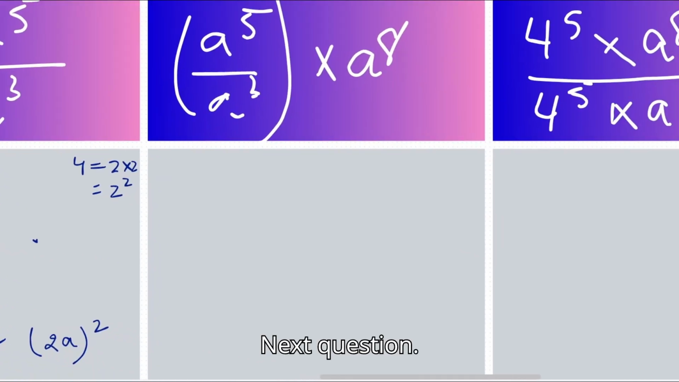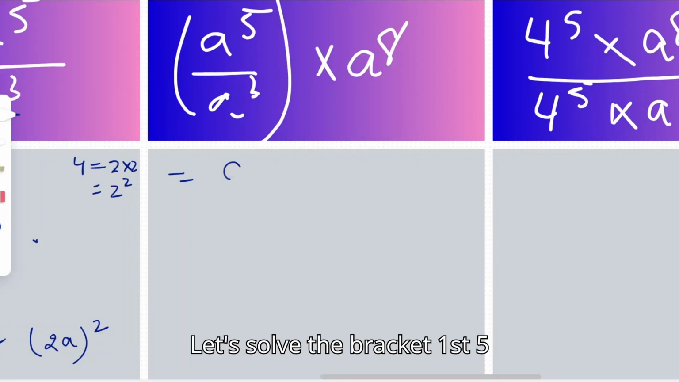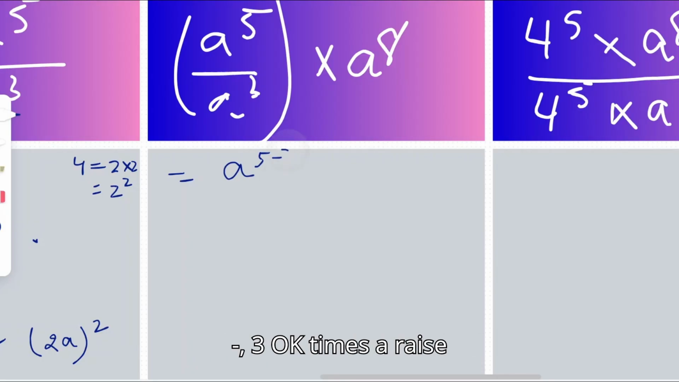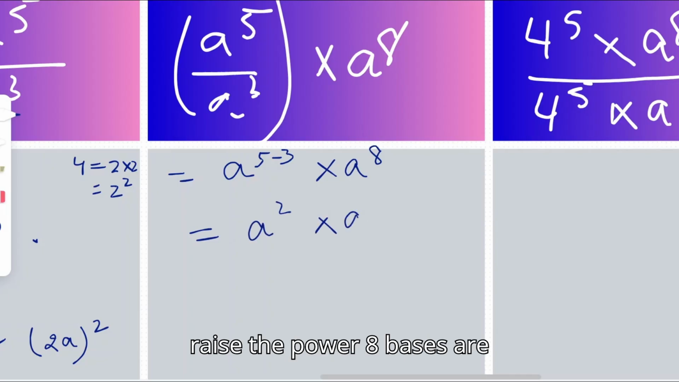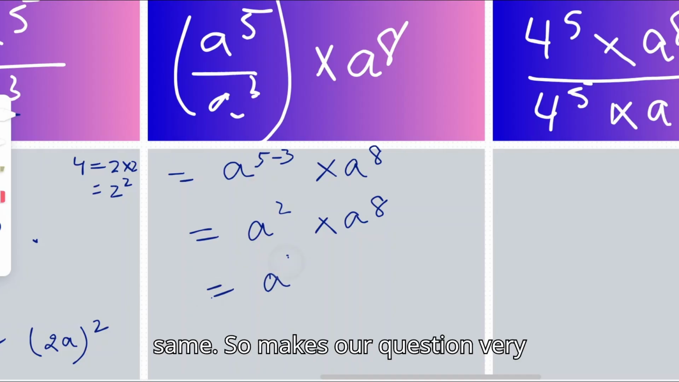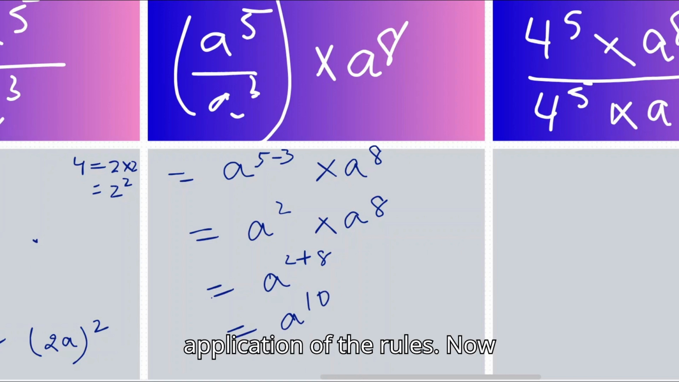Next question. So this, again, solve the bracket. Let's solve the bracket first. So 5 minus 3, okay, times a raised to the power 8 equal to a raised to the power 2 times a raised to the power 8. Bases are same, so makes our question very easy. Add the powers. 10. Simple application of the rules.